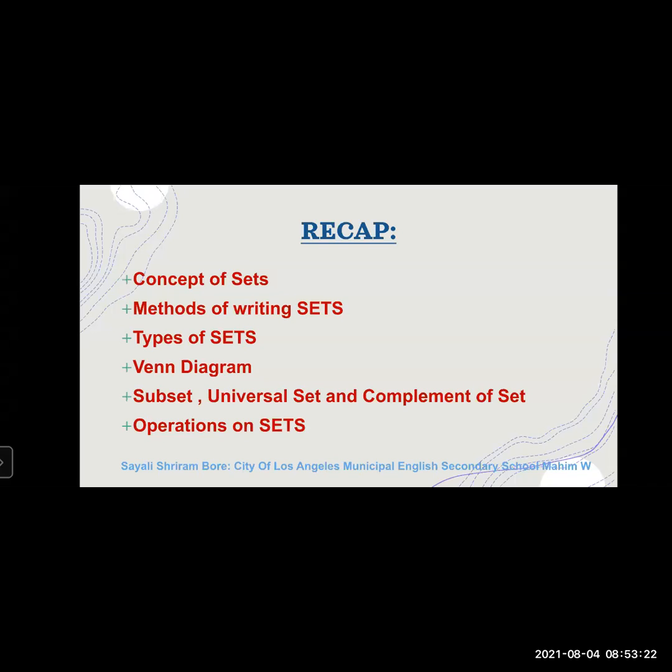Then we have seen types of sets. In that we have seen singleton set, empty set, finite, infinite, and equal sets. All these types of sets we have studied with their examples. Then Venn diagram, how to draw the Venn diagram, or if the set is given, how to represent it in the Venn diagram. Then subset, universal set, complement of a set.